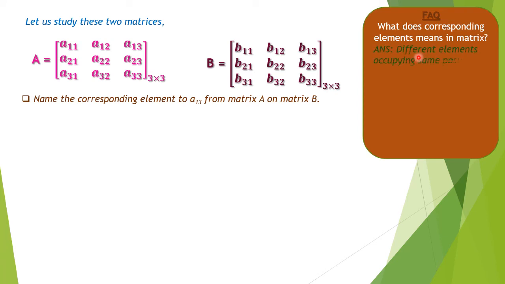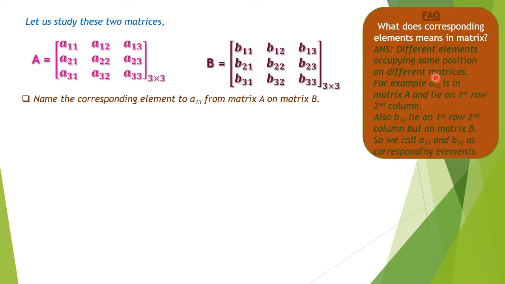Different elements occupy the same position in different matrices. For example, A12 is in matrix A and lies in first row, second column. A12 is the position of an element on matrix A, isn't it? That means first row, second column. And B12 lies on first row, second column, the same position in another matrix. So A12 and B12 are corresponding elements.